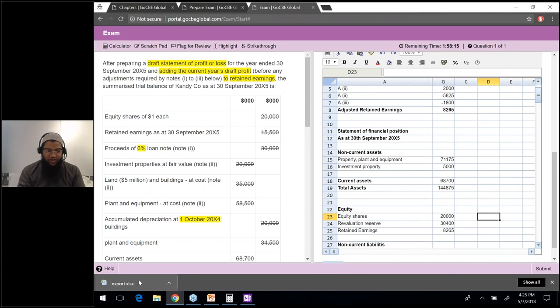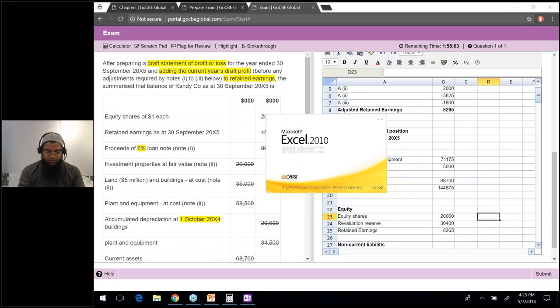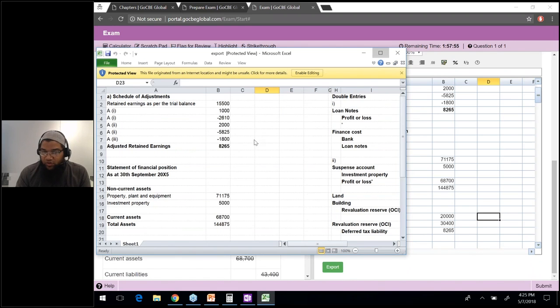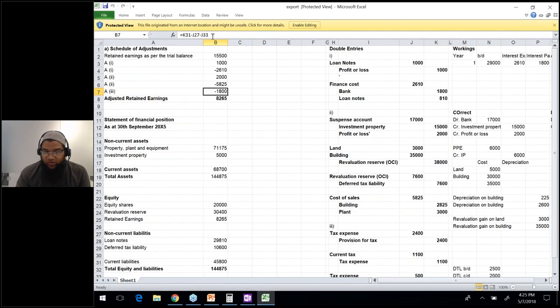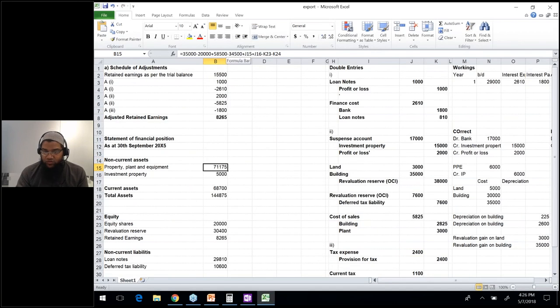So if you see, the Excel file has now been downloaded. If I open the Excel file, now you can see the entire answer has been downloaded onto the Excel file. In the income statement, you are going to find all of the linkages that we have created. So this is the Excel file. You can find all of the linkages that we have created over here. All of the values you can find linked.